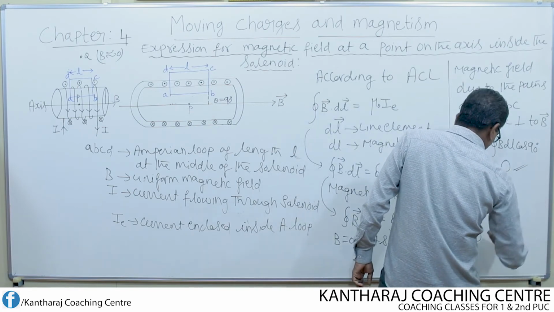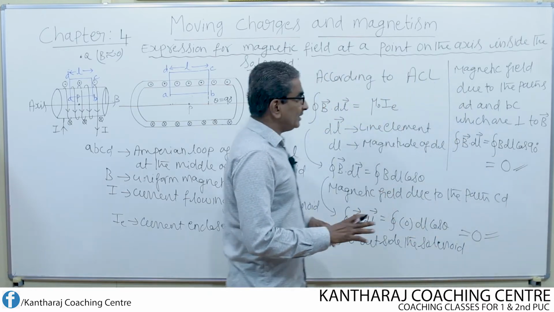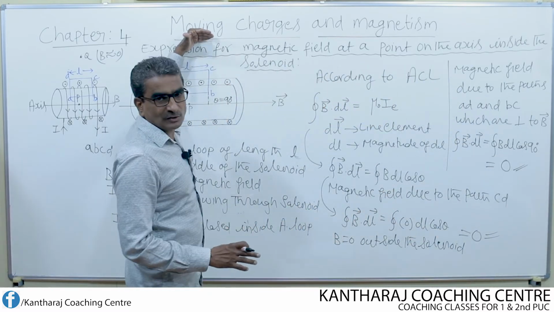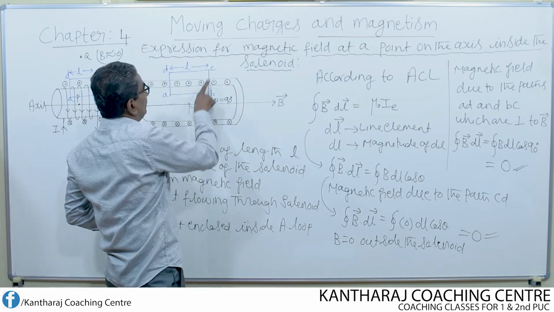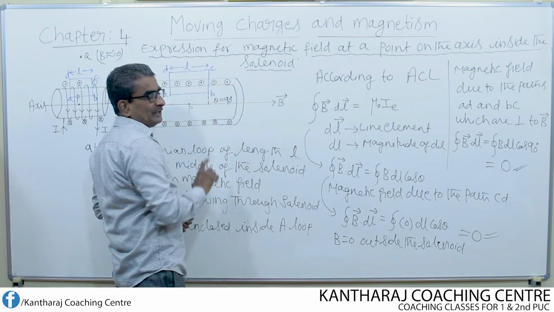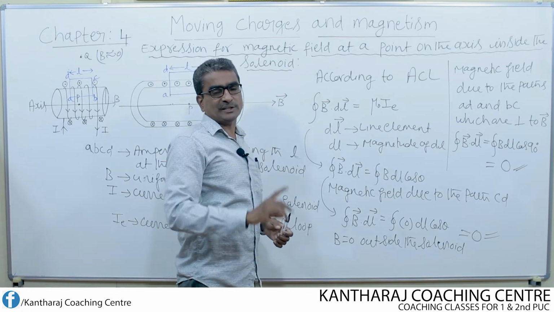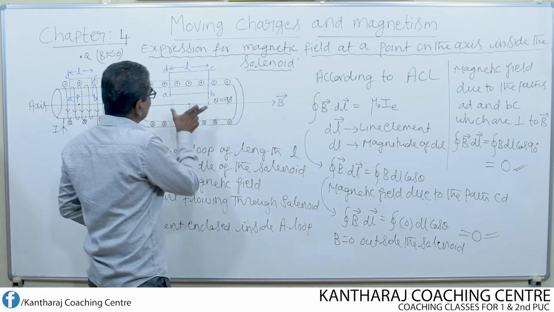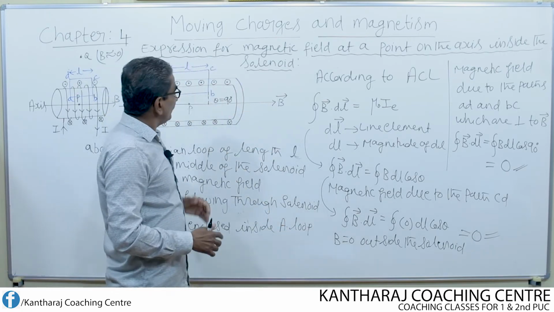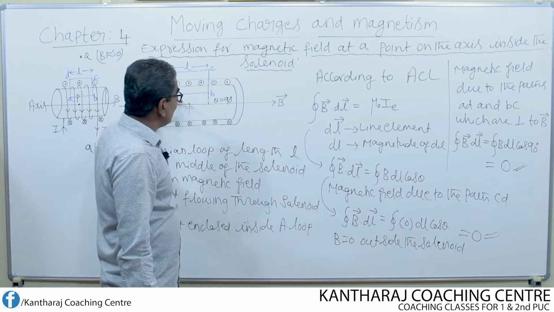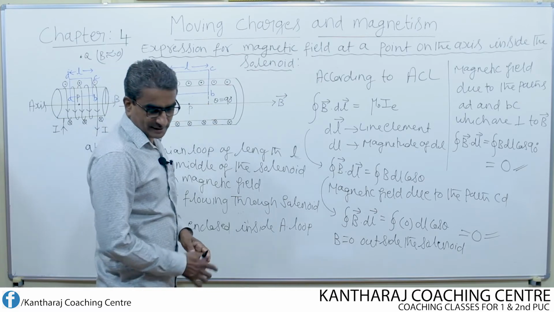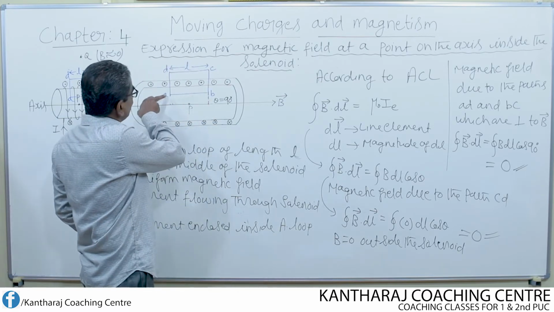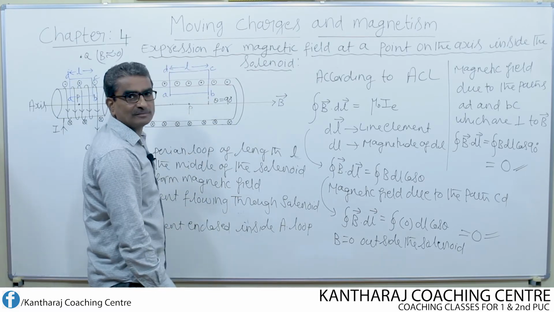So look here, the field due to the path DC outside the solenoid is 0. Similarly, the field due to the paths AD and BC, perpendicular to the field direction, is also equal to 0. Then one more path is left. What is that path? AB. Now what will be the magnetic field due to the path AB, which is inside the solenoid? Let us find out the field due to this path also.